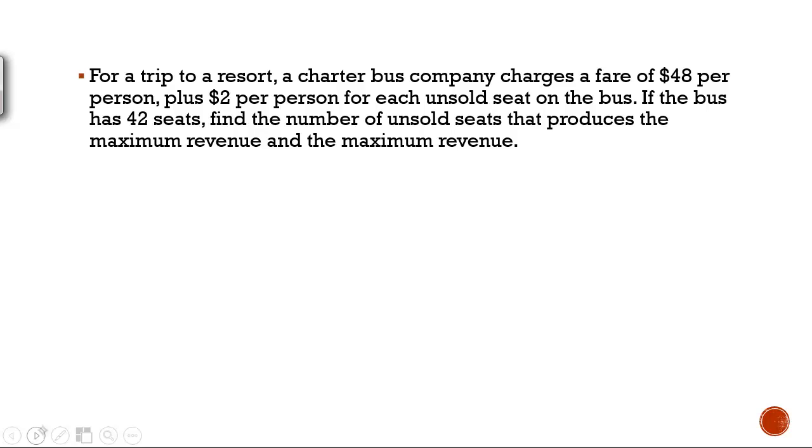Let's look at one more here. For a trip to a resort, a charter bus company charges a fare of $48 per person plus $2 per person for each unsold seat on the bus. If the bus has 42 seats, find the number of unsold seats that produces the maximum revenue. That's not written correctly. Produces the maximum revenue, obviously.